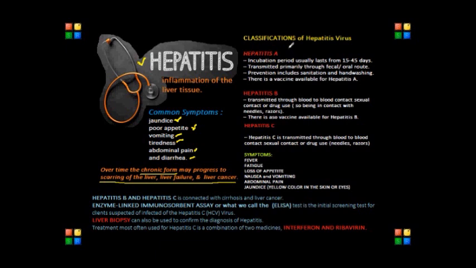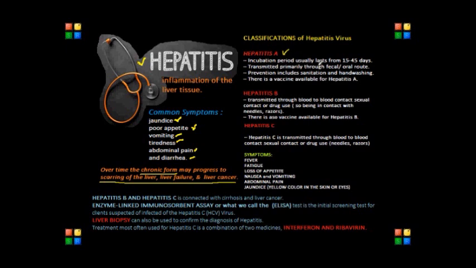Now, let's talk about classifications of hepatitis and the ways of transmission. There are actually 5 types of hepatitis. There's A, B, C, D, and E. And this is a quick review, so we're just going to go over basically the first three hepatitis, which is A, B, and C. Now, let's start with hepatitis A.